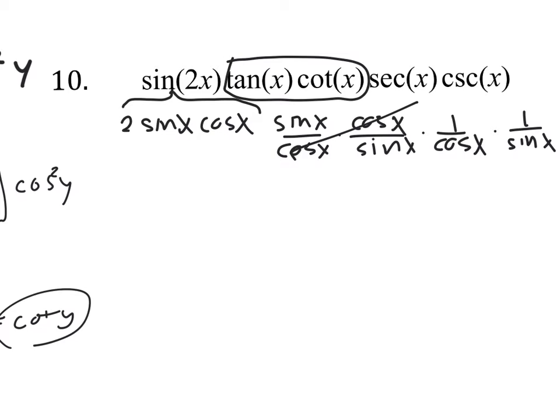So this goes away, that goes away. I've got sine over sine, that cancels out. Cosine over cosine, they cancel out. I've completely run out of trig functions to work with. The only thing left behind is the 2. And that's the answer. It's not like 2 sine and 2 cosine, it's just 2. It is just 2. Everything went away.